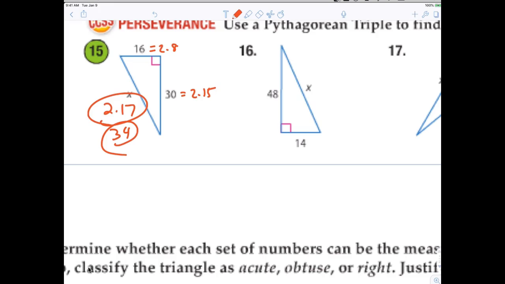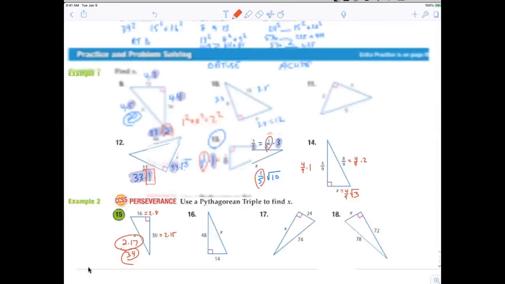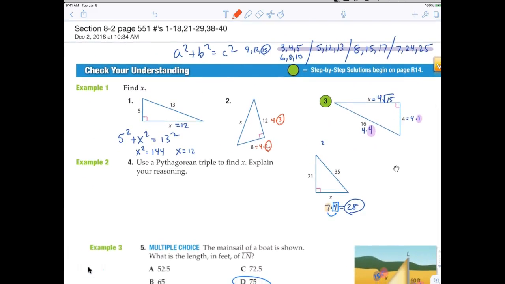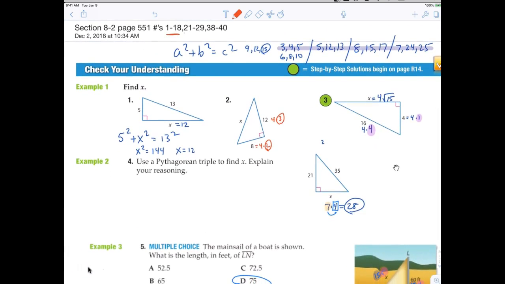Finish up. Now listen, homework, guys. Just make sure you're doing 1 through 18, 21 through 29, and 38 through 40. Whoa, repeat? Oh, I thought that was it. 21.